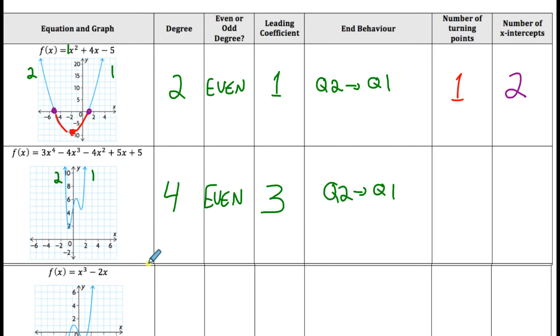So it goes from Q2 to Q1. How many turning points does this function have? I see 1, 2, 3 turning points on that function. And how many x-intercepts do I see? I don't see any x-intercepts. There are no places that that function crosses the x-axis.